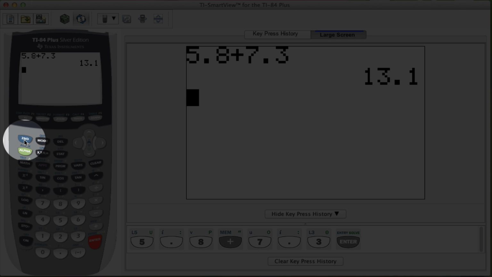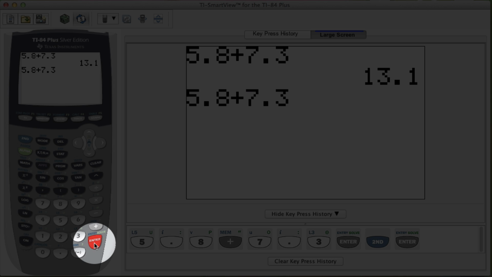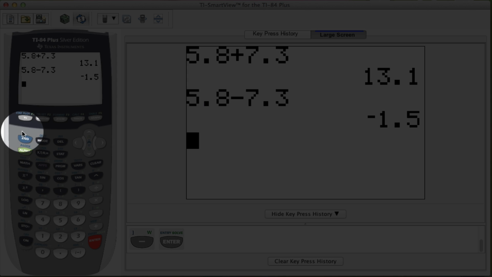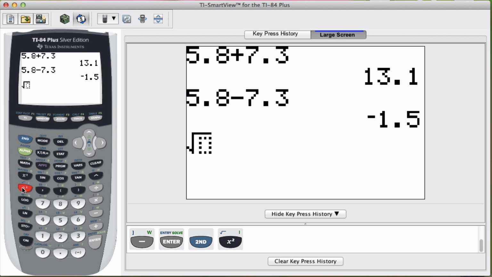If you press second entry, it gives us our previous entry. And then I can scroll over using my arrow buttons and change that to a minus and press enter. Now, let's say I wanted to find the square root of that. I would do second square root.